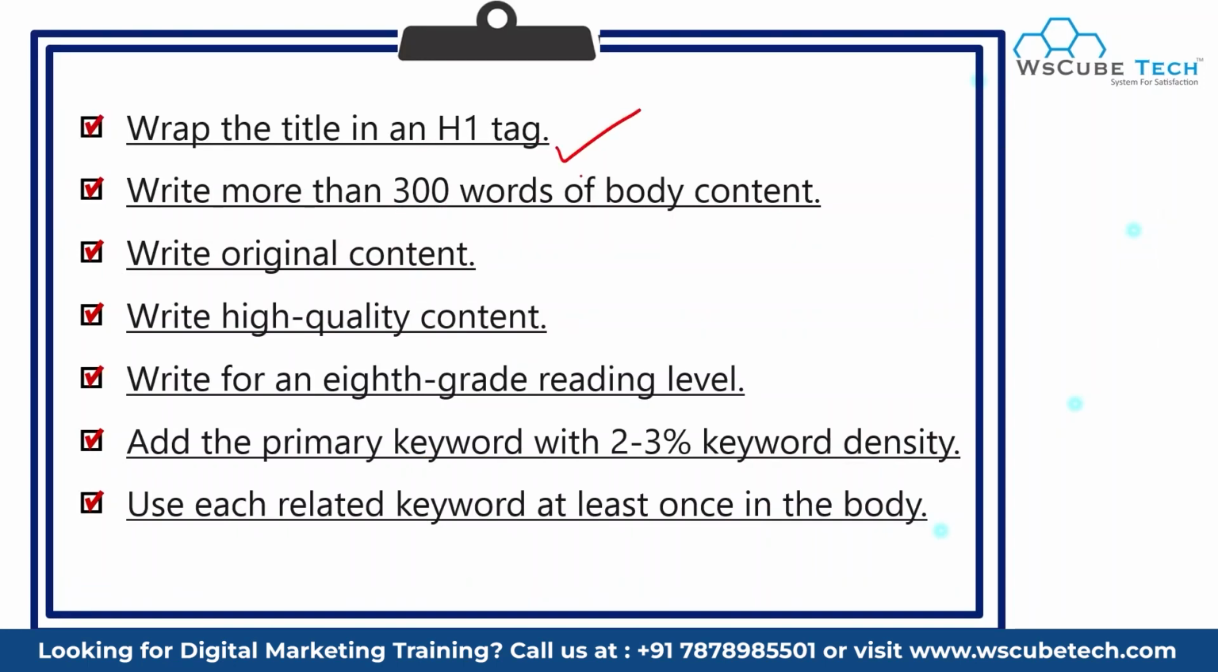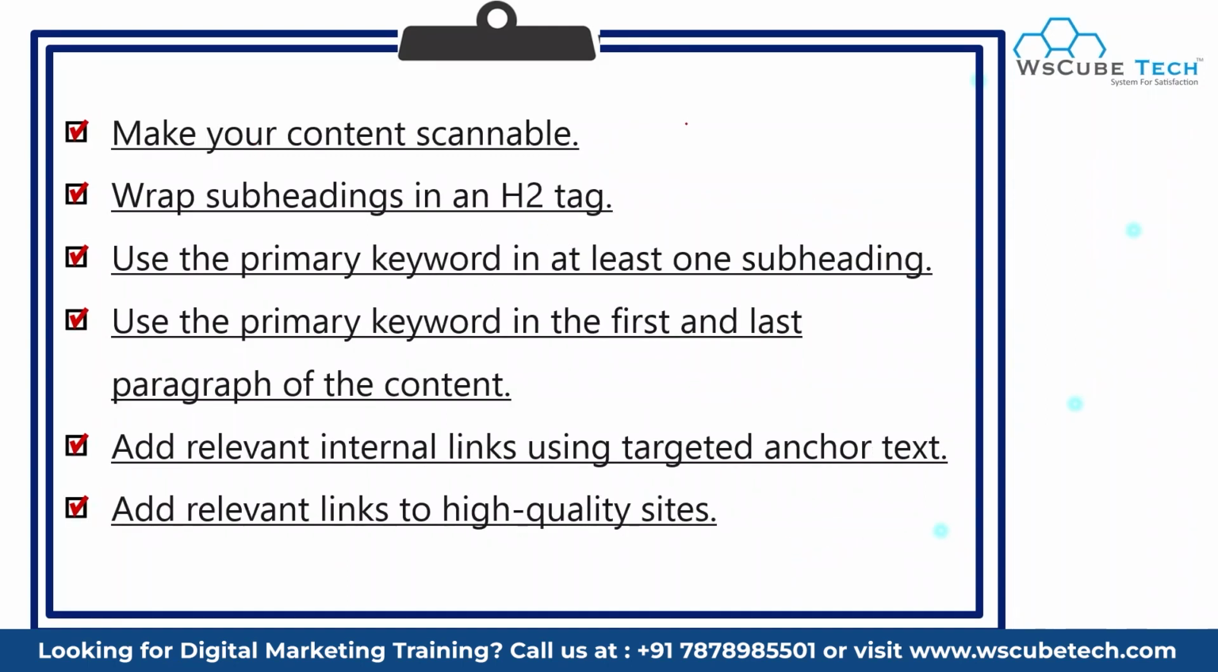Write more than 300 words of body text. Write original content. Write high quality content. Write for an 8th-grade reading level. Add the primary keyword with 2 to 3 percent keyword density. Use each related keyword at least once in the body. Make your content scannable, with no spelling errors or punctuation errors in your content.